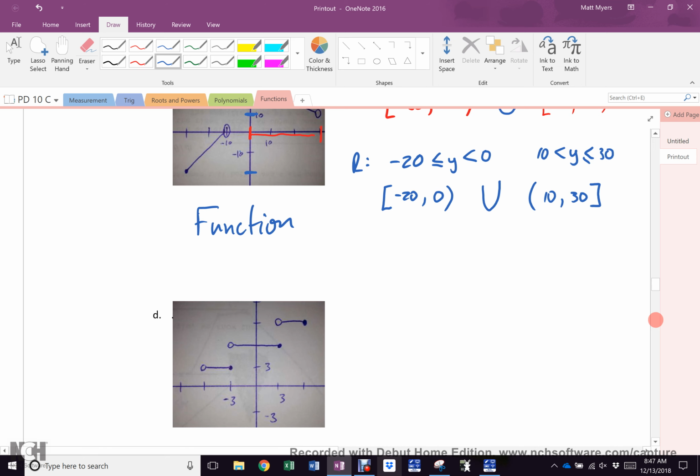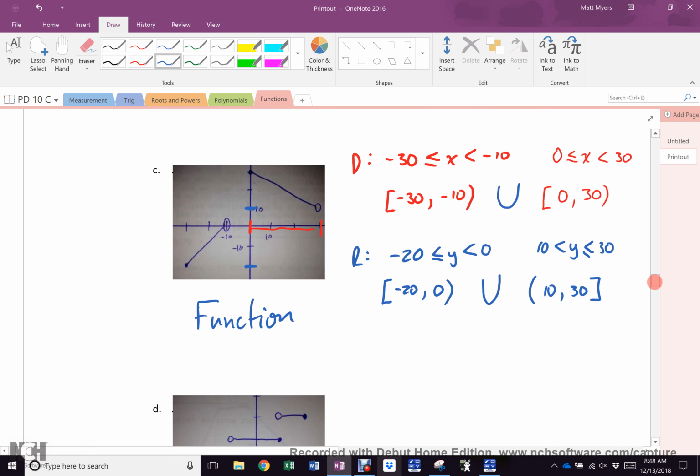All right. D is weird. Yes, Catherine. For C, does it matter if there's a time where the vertical line just touches nothing? Yeah, of course not. It's still a function. There's no inputs or outputs there. Okay. All right.